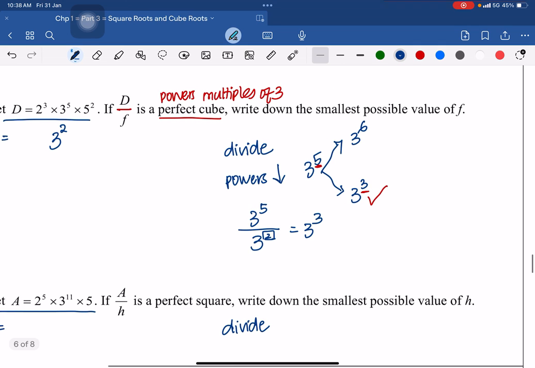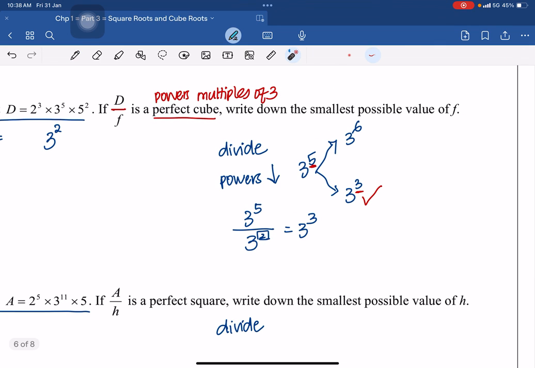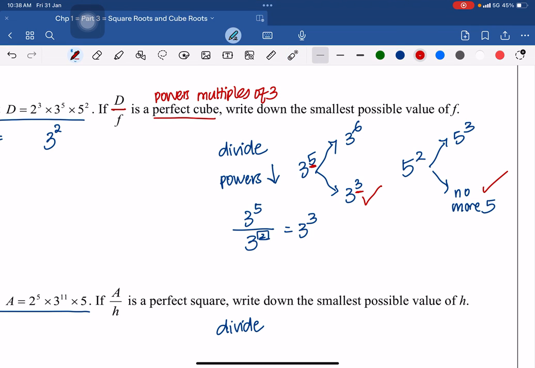Next one, let's take a look. 5 squared. Oh, 5 squared is not a perfect cube. So I have 5 squared. Am I going to increase the power to make it become 5 cubed? Oh, lower than that, there should be no more 5. So in this case, since power decreases, I do not have a choice. I cannot increase my power. So I must make 5 squared totally disappear.